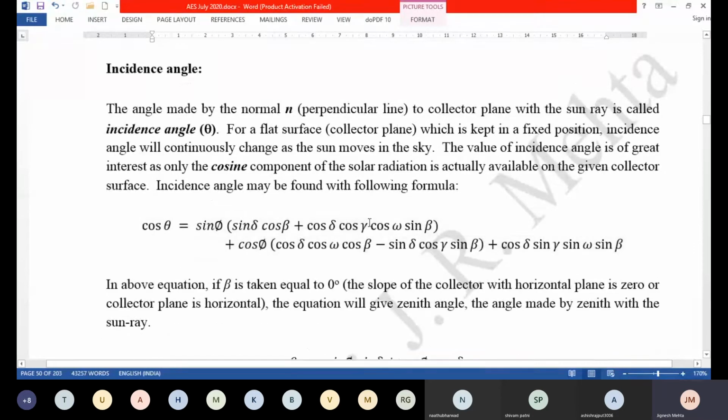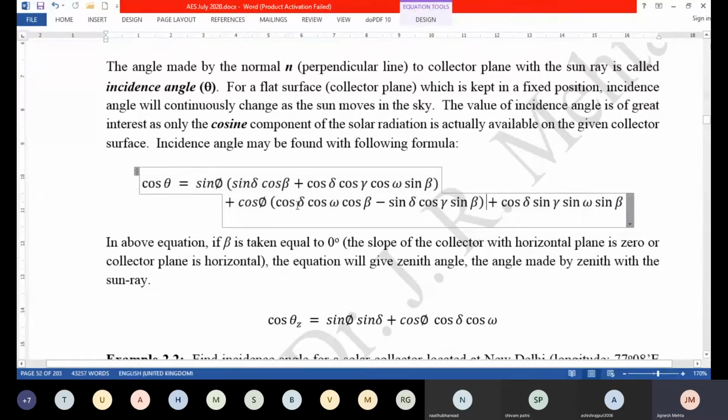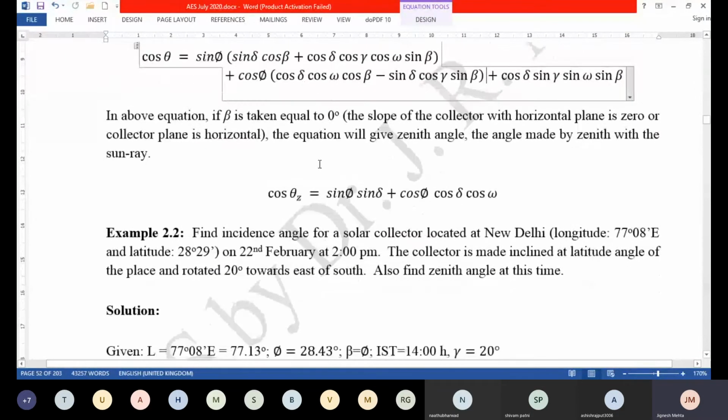And then this formula of incidence angle was given to you, which involves different angles. So you should have the knowledge of all these angles, starting from phi, that is latitude, beta is the tilt angle, delta the declination angle, gamma the surface azimuth angle. So all these angles and omega the hour angle, all those angles should be known to you.